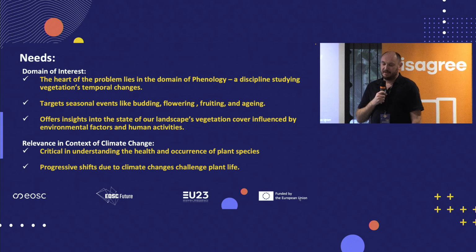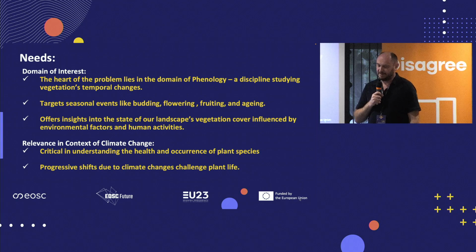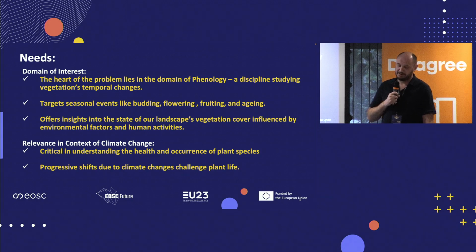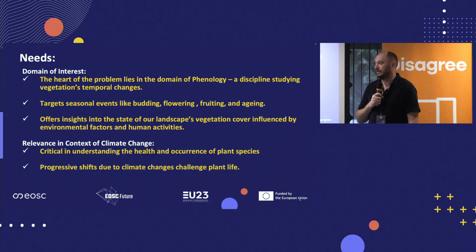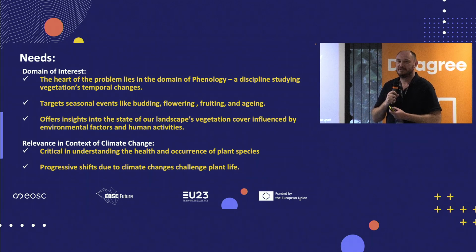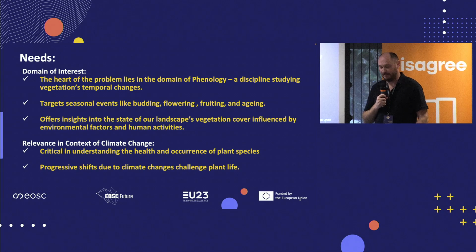So after these AI results, we can do some analysis. We will see it later. And in the context of climate change, it is critical to understand the health and the occurrence of plant species. Generally we focus on two species, apple and linden, but they are only examples, some pilot species, let's say.